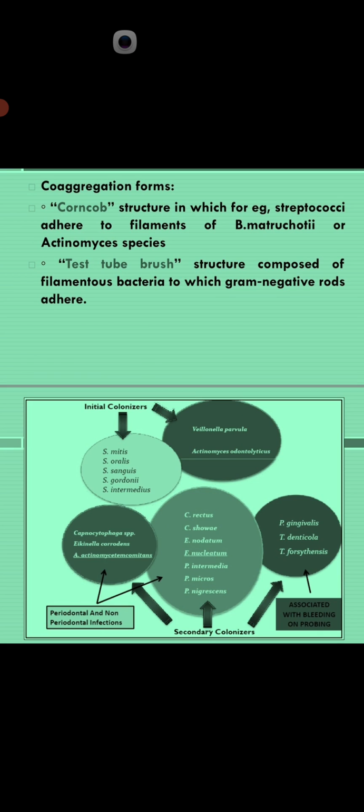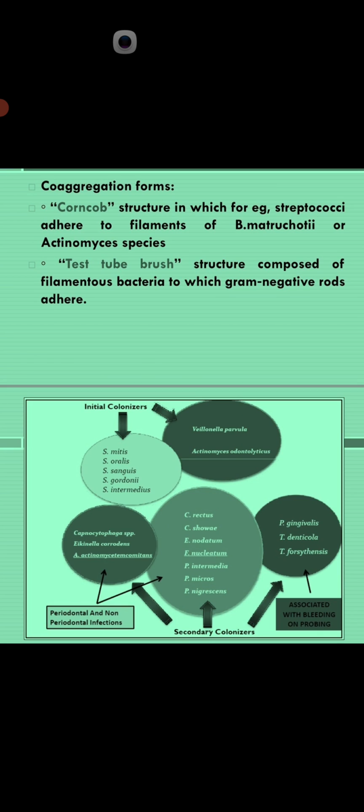Number one is the corncob. In the corncob structure, for example, streptococci adhere to filaments. Remember, in corncob form, the streptococci adhere to filaments of Bacterionema matruchotii or Actinomyces species. Second, in test tube brush form, the structure is composed of filamentous bacteria to which gram-negative rods adhere. These are the differences. In corncob, Streptococcus adheres to filaments, and in test tube brush, filaments adhere to the gram-negative rods. Now these names are important in the diagram.